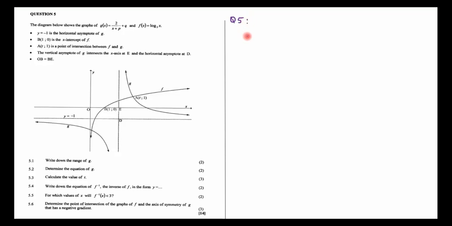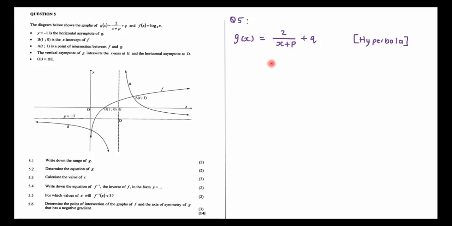or their characteristics. So for example, here we are given g of x is equal to 2 over x plus p plus q. So here this is a hyperbola. I want to write it there, hyperbola. All right, so in a hyperbola, what are the important things that you must know?